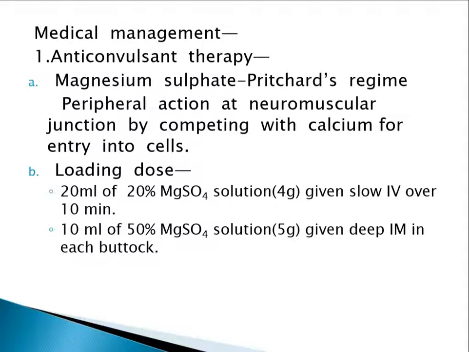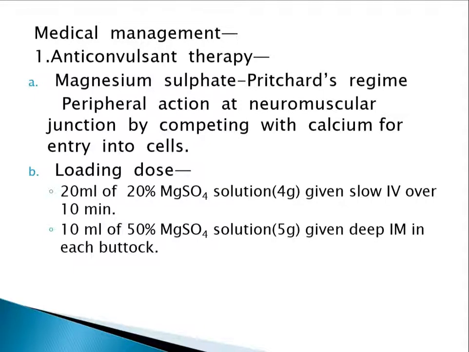Medical management: you give an anticonvulsant. Particularly, what we are using is magnesium sulfate. The most effective and most commonly used drug is magnesium sulfate. It can be given by a combination of IV and IM, what we call a Pritchard regime. That is what is being used in many places. Or a continuous intravenous infusion also can be used, like Zuspan's or other regimes.